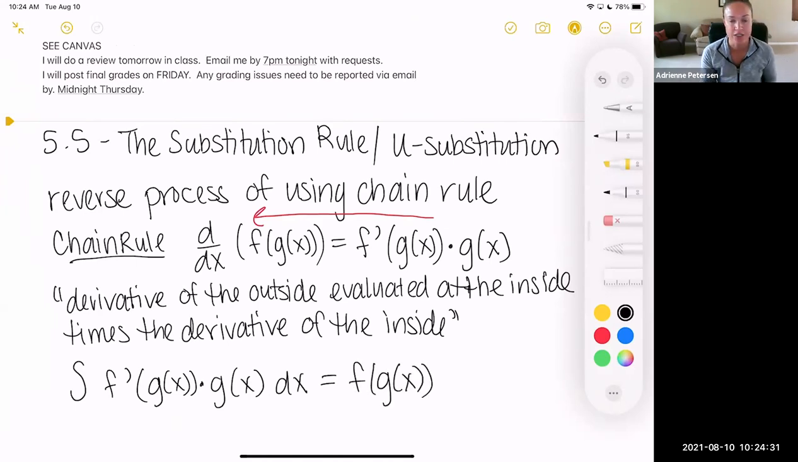Okay, all I did, you can see my red arrow, was go in the reverse direction, right? If what's inside the integral matches what's on the right side there, then we end up with f of g of x. Oh, I forgot, plus c, f of g of x plus c, right? Our constant of integration, that's really important.